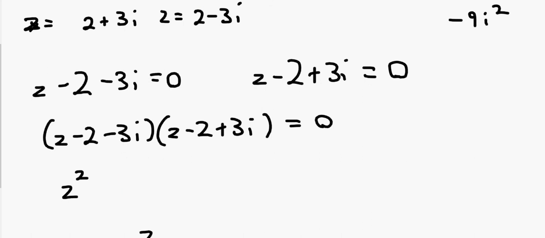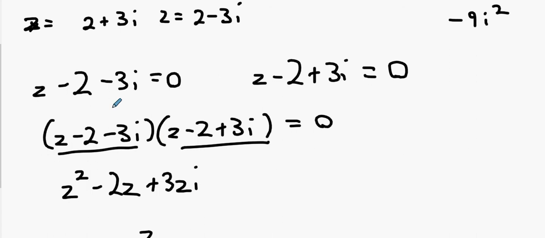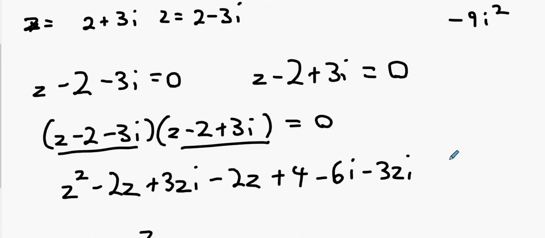A method for checking is, see the way there's 3 items in the first one and 3 items in the second one? How many items are you expecting? 9. If I don't have 9, I've obviously just lost concentration. Right, 2z, 3zi, 3 items down, minus 2z, plus 4, minus 6i, minus 3zi, plus 6i, minus 9i squared, which is plus 9.